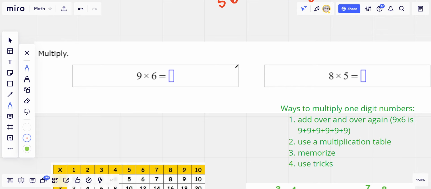In these problems, we're being asked to multiply some one-digit numbers. So in this case, 9 times 6 and 8 times 5. And presumably they want us to do it without a calculator. If you had a calculator, you could just punch those in and get them.